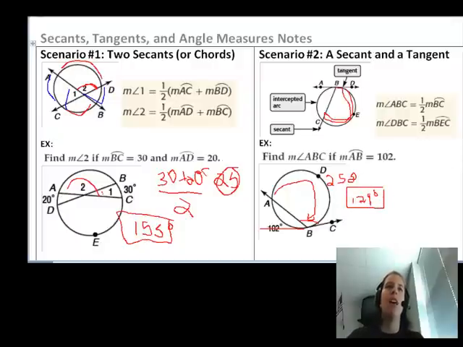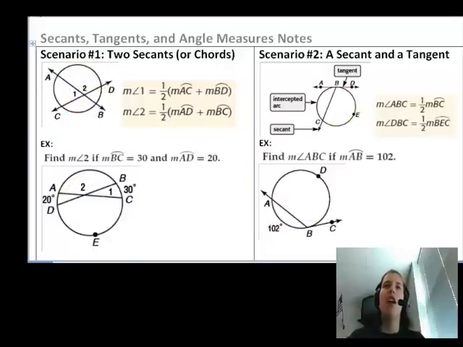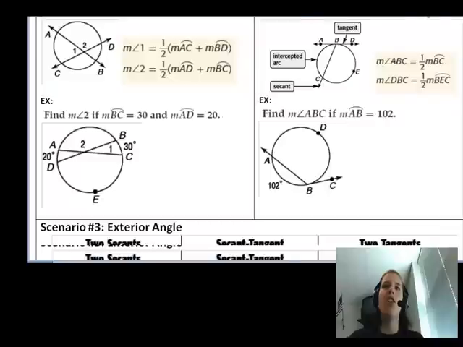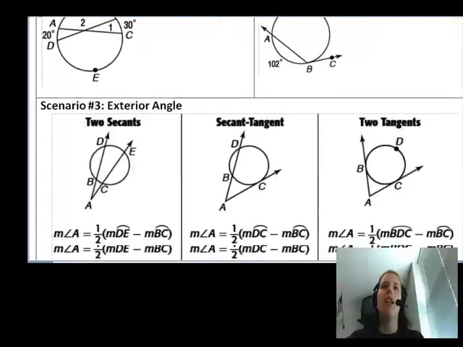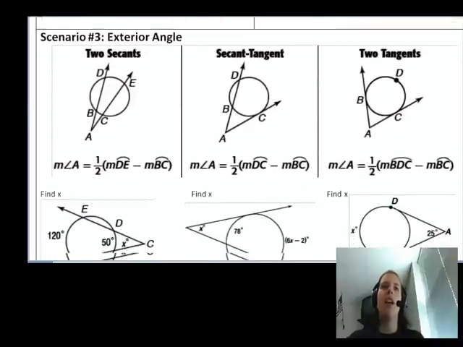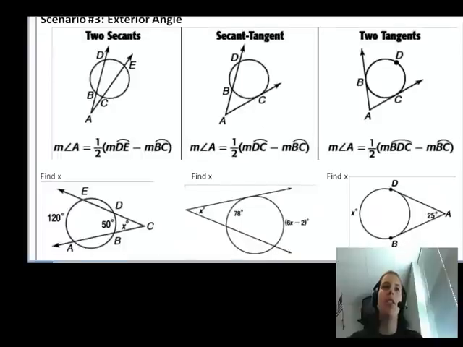All right, let's move on down and take a look at the next set of scenarios. So far, everything has occurred either in or on my circle. What happens if it's outside of my circle? Okay, scenario number 3 is an exterior angle, and I want you to notice every one of these has to do with a half.